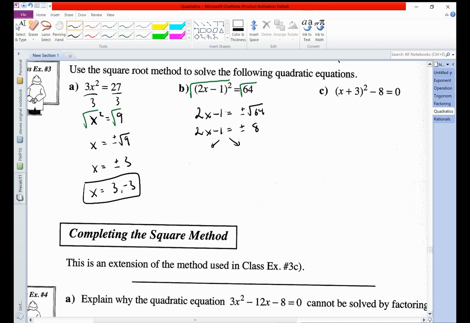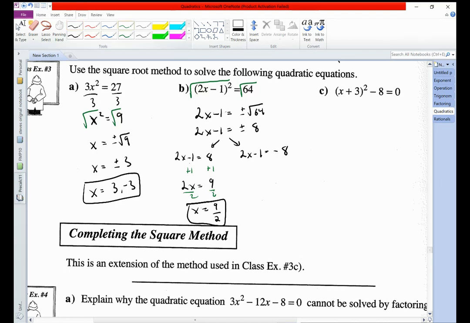Now we can solve this two different ways. We can say 2x minus 1 is equal to 8, and 2x minus 1 is equal to negative 8. We're going to solve them the same way, we just have different numbers now. Add 1 to both sides, and we have 2x is equal to 9, and then we divide both sides by 2, and we get x is equal to 9 over 2.